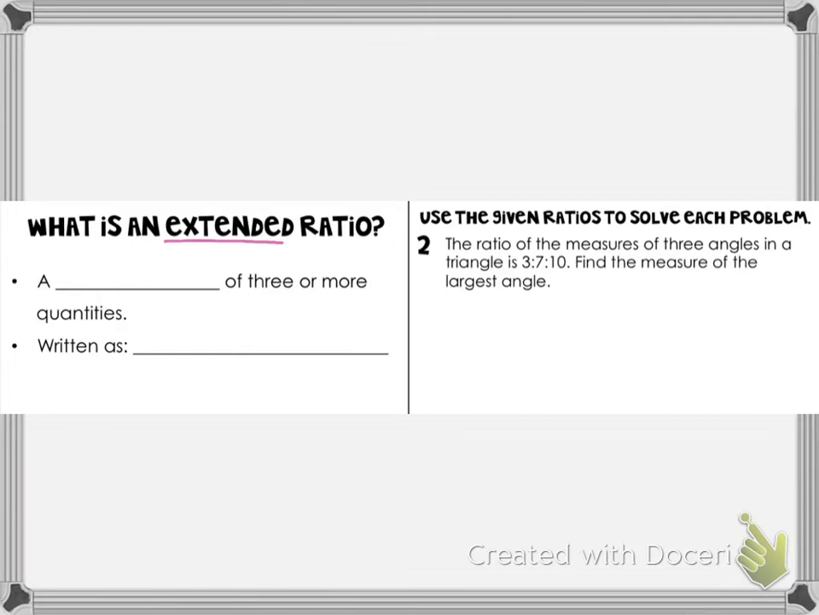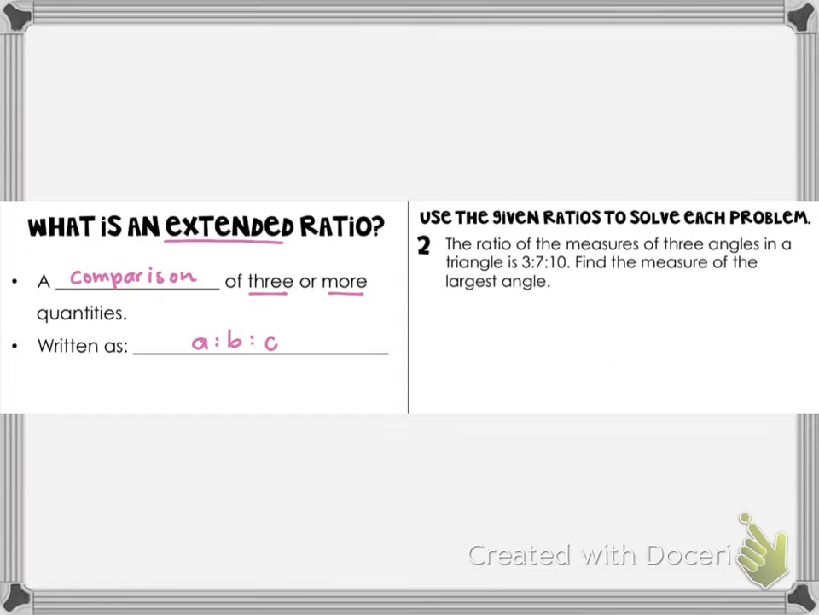And the definition is still pretty similar though. It is still a comparison of 3 or more quantities. So we usually use the colon to represent the extended ratio, but instead of 2 numbers, it's usually 3 or more. So in this case, usually it'd be like A colon B colon C colon D, and so on and so forth. But usually it's 3 that you will see. And we will still read this as A to B to C.